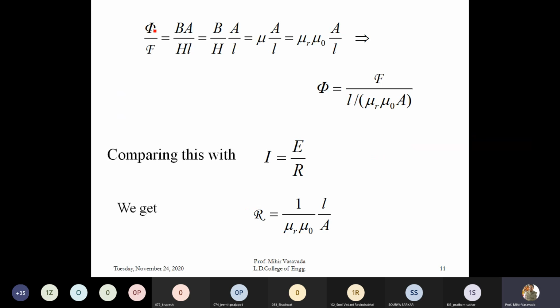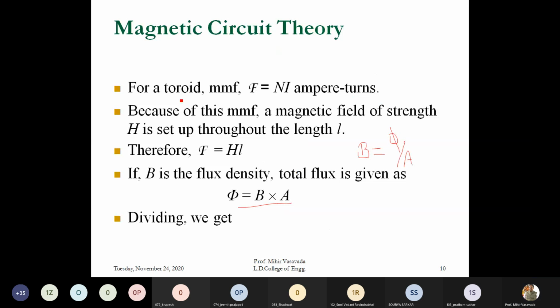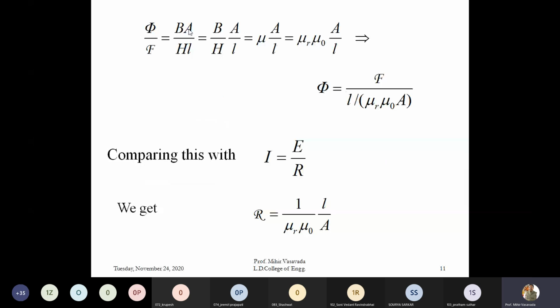So if we move with this equation, phi upon F, recall this, we are doing phi upon F. It is B A upon H into L. We are separating B by H, A by L. So B by H is mu, because we have already seen that B equals mu H. So B by H, you can put the value of mu, where mu is mu 0 into mu R. Putting the value of mu here, mu 0 into mu R, A by L.